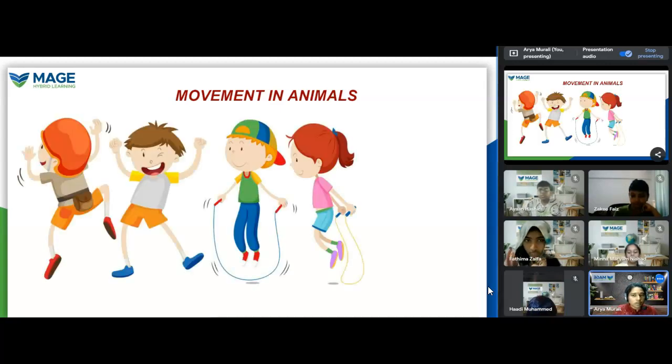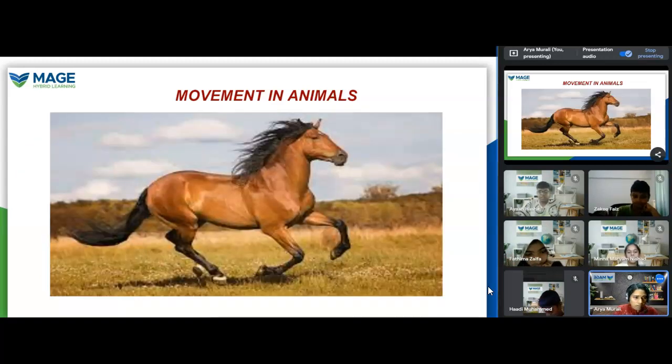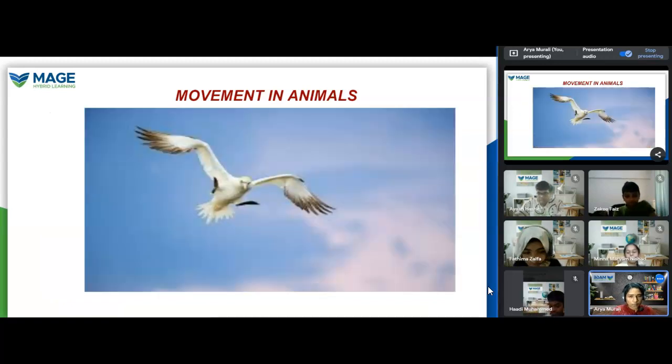So, these are the movements in humans. This is the way animals run, they jump, right? What about the birds? They fly, right? That is the type of movement in birds.